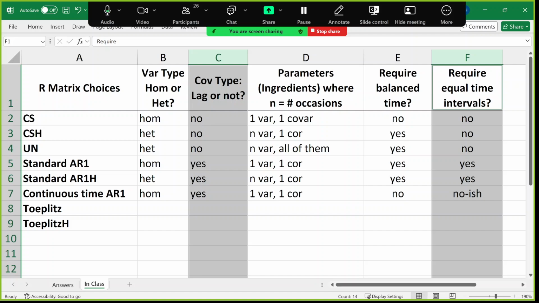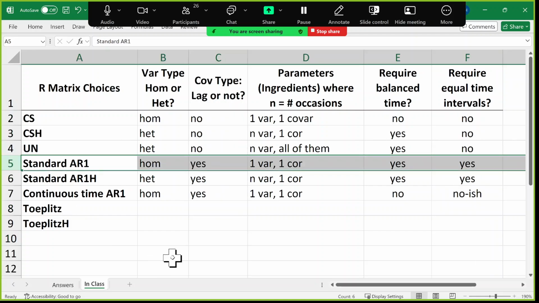So for standard AR1, it's homogeneous, but it requires balance time. Yeah, there's no extrapolation that's part of the process, essentially.